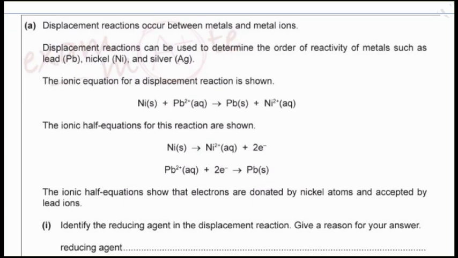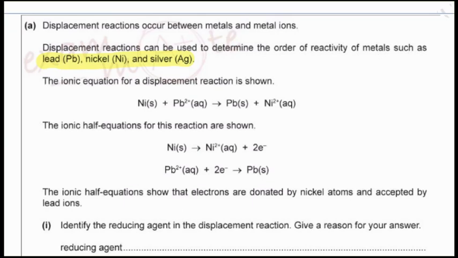So, displacement reactions occur between metals and metal ions. Displacement reactions can be used to determine the order of reactivity of metals such as lead, nickel, and silver. The ionic equation for the displacement reaction is shown.